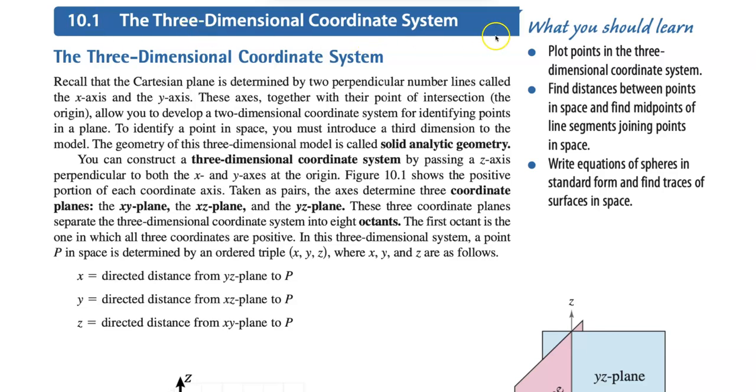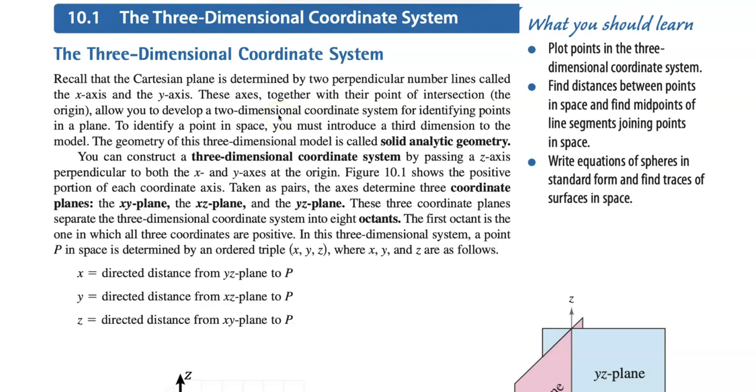10.1, the three-dimensional coordinate system. What you should learn: plot points on a three-dimensional coordinate system, find the distance between points in space and find the midpoints in space, and write equations of spheres in standard form and find traces of surfaces in space. So we're going to talk all about the 3D coordinate system.